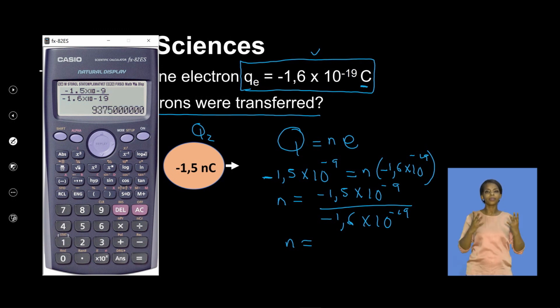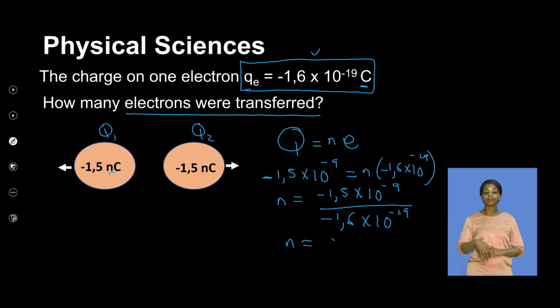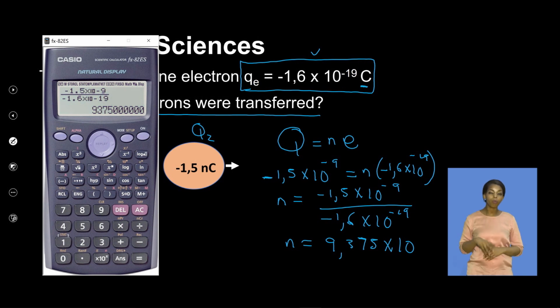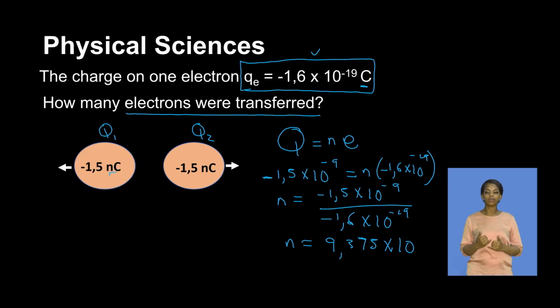So how many electrons? That's a very big number, 9,375 followed by zeros. We need to go back because we want to write it in simple scientific notation. How many zeros do we have here? 1, 2, 3, 4, 5, 6, 7, 8, 9. So it's 9,375 times 10 exponent positive 9 electrons. This does not have a unit because it's just the number of electrons.